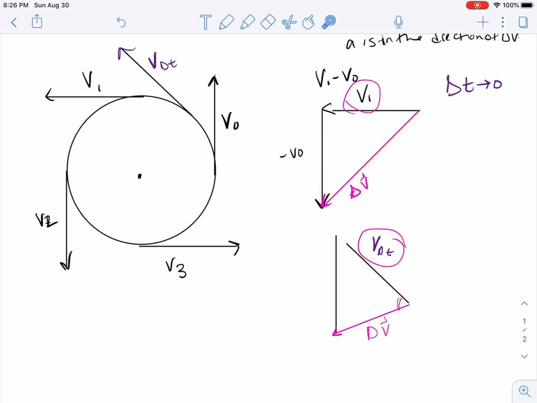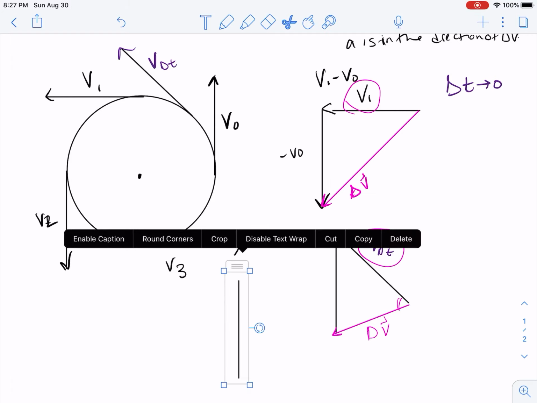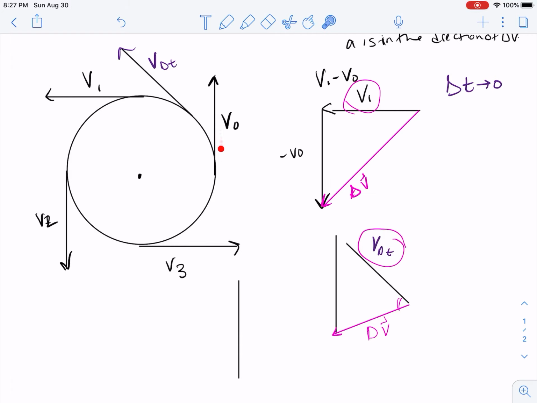So we can go ahead and do that again. And let's make our delta t even smaller this time. So we know that we originally started vertical. So our delta t, if it's not very small, it's only going to give us a slight angle here.